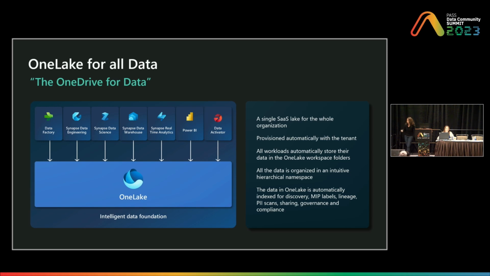It's automatically indexed, so it's automatically discoverable. We apply information protection labels if the source data had them applied. We are able to do end-to-end lineage, so we can show you that data landed into the data warehouse and there was a Power BI report built on top of it, and there's the whole end-to-end lineage. We can also do data sharing. It's automatically set up for governance and compliance. You don't have to do all of this that you had to do in the previous generations.